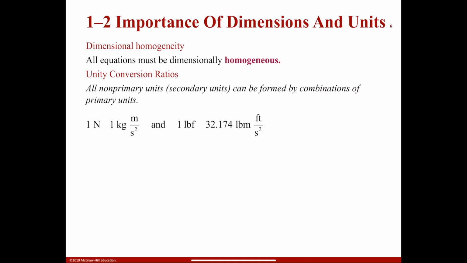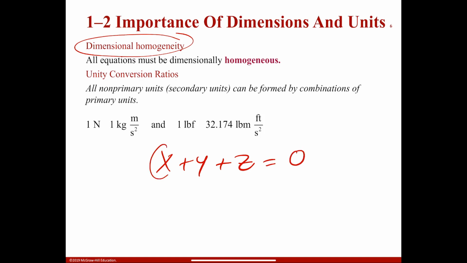So let's just start by defining dimensional homogeneity. All equations must be dimensionally homogeneous. Okay, what does it mean? Pretty much, apples and oranges. So if you have an equation that is working in pascals, every term of the equation has to be in pascals. So if you have x plus y plus z equals 0, then the units of x, y, and z have to be the same.